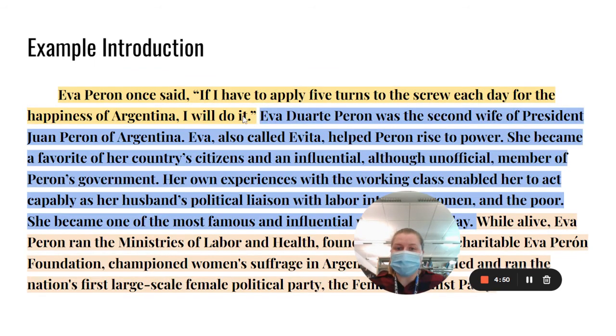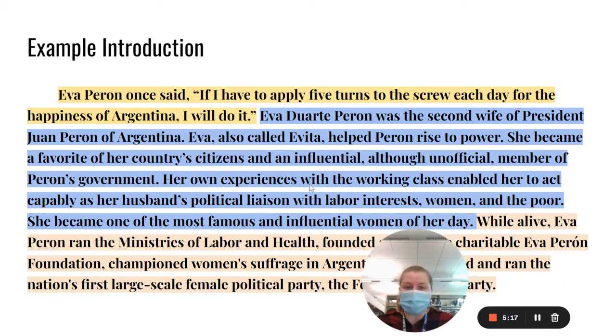So if you'll notice, I've color-coded what we've got here. Yellow for our hook, blue for our background, and then light orange for our thesis. So our hook. Eva Peron once said, "If I have to apply 5 turns to the screw each day for the happiness of Argentina, I will do it." This is kind of a controversial quote and sounds like it wouldn't be in favor of the poor, which she was known for helping. So it gets my attention because it contradicts what I already know about this famous person.